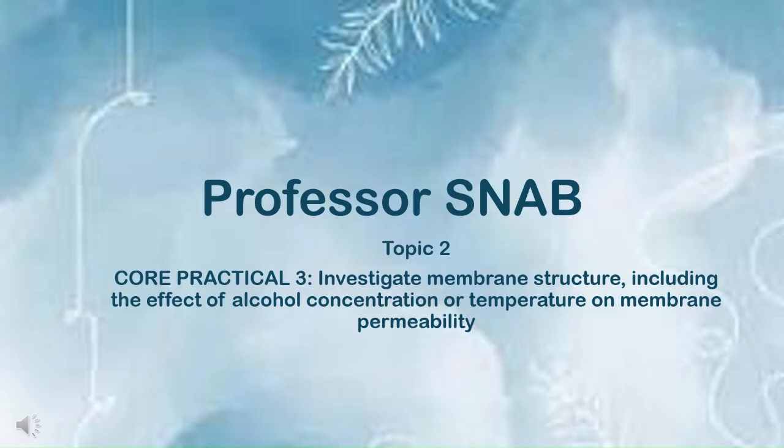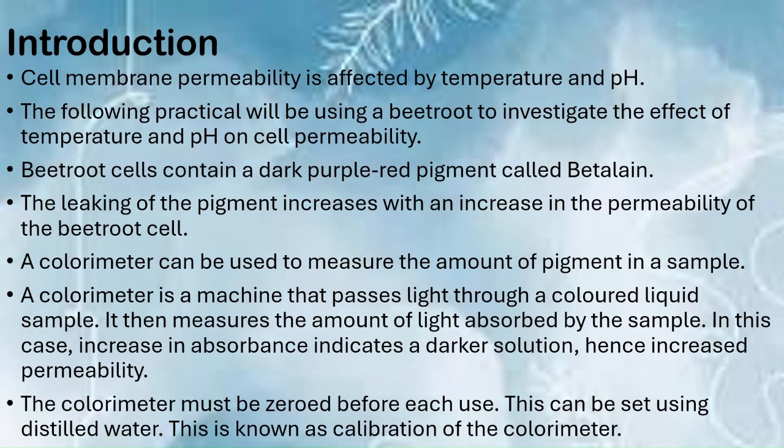So today we're looking at Core Practical 3, which investigates membrane structure, including the effect of alcohol concentration or temperature on membrane permeability. Cell membrane permeability is affected by temperature and pH. The following practical will be using a beetroot to investigate the effect of temperature and pH on cell permeability.